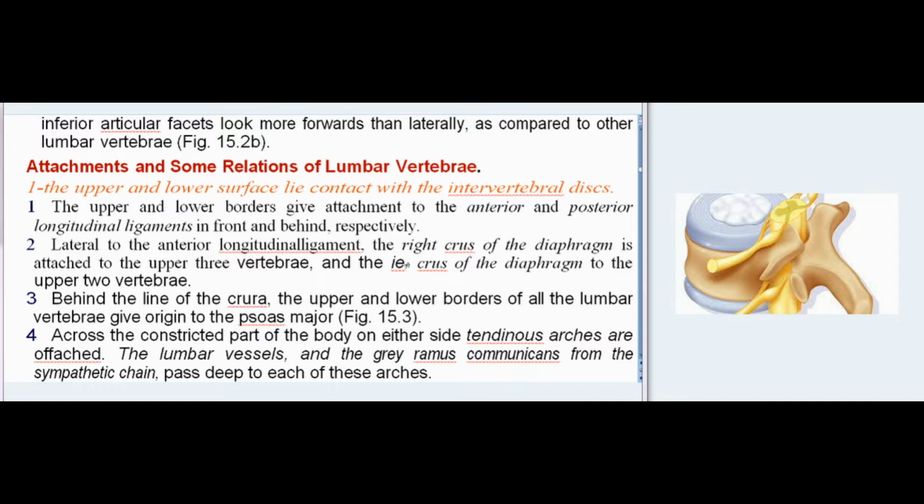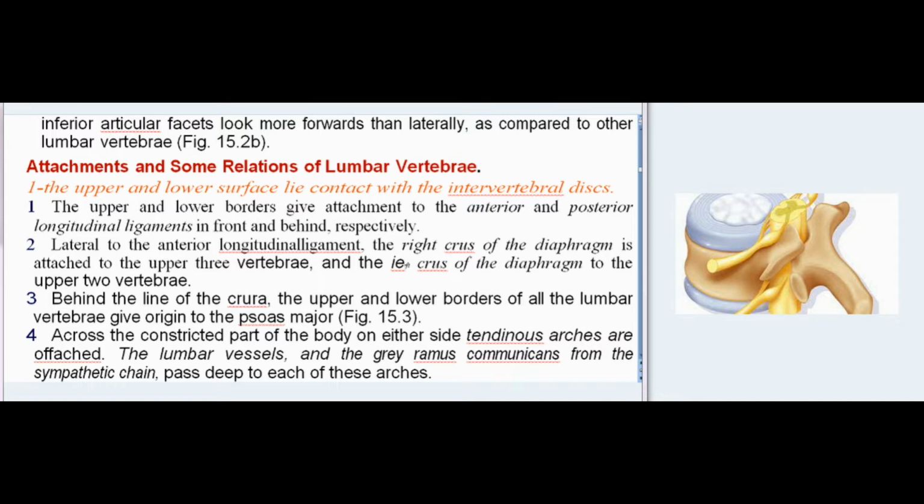1. The upper and lower surfaces lie in contact with the intervertebral discs. The upper and lower borders give attachment to the anterior and posterior longitudinal ligaments in front and behind, respectively. 2. Lateral to the anterior longitudinal ligament, the right crus of the diaphragm is attached to the upper 3 vertebrae, and the left crus of the diaphragm to the upper 2 vertebrae. 3. Behind the line of the crura, the upper and lower borders of all the lumbar vertebrae give origin to the psoas major, Fig 15.3.